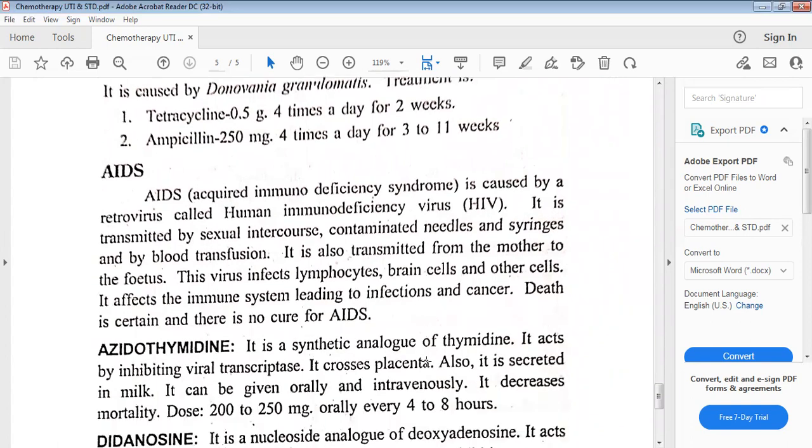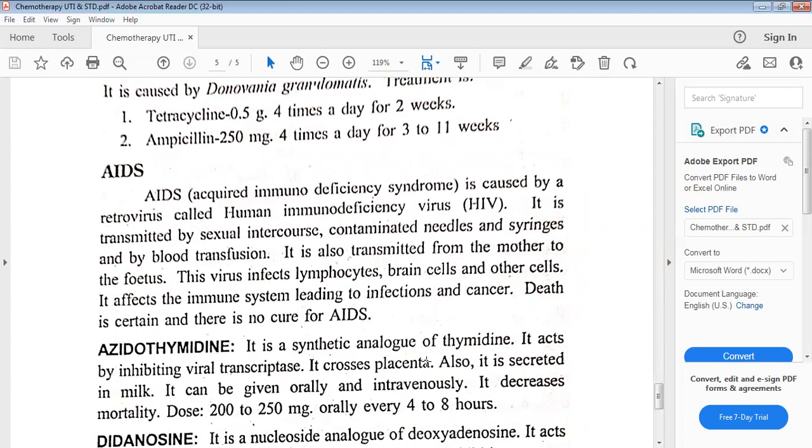Then we come to the treatment of AIDS. As you know, the full form of AIDS is acquired immunodeficiency syndrome. Now, this is caused by a virus, which is the HIV virus, human immunodeficiency virus. Now, this disease is also transmitted by sexual intercourse. That is why it has come in this category of STDs. But there are certain other methods also.